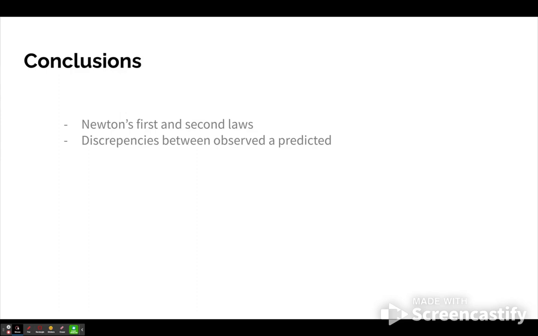Conclusions were that Newton's first and second law, the momentum principle, held, since there was nothing acting on the object in constant velocity, it still moved in constant velocity. Discrepancies between observed and predicted are apparent because of the reasons I stated previously, because friction and air resistance weren't calculated in the predicted models.